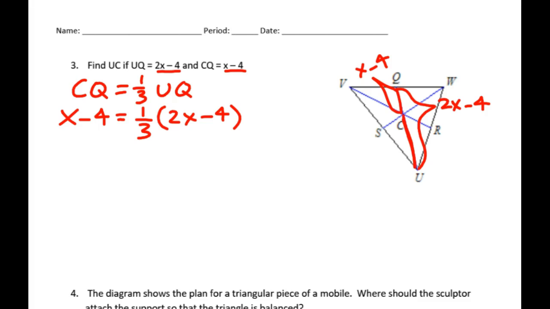All right. If I do this, I'm going to be able to solve for x. So what I'm going to do, I know this might be kind of weird, is distribute a fraction here. So x minus 4 equals 1/3 times 2x is 2/3 x. 1/3 times negative 4 is negative 4 over 3. Okay?